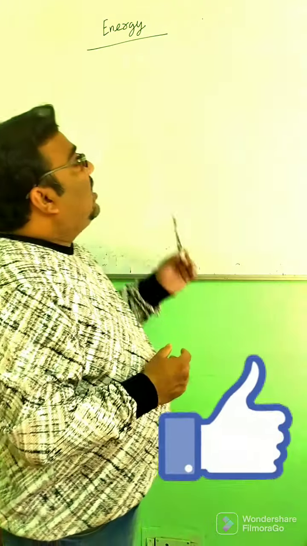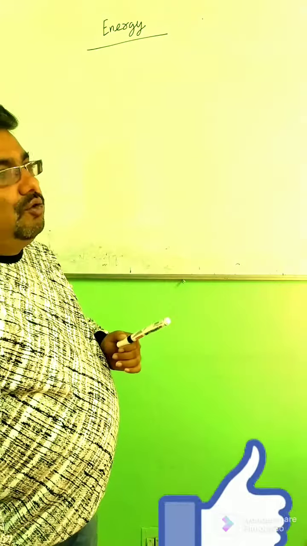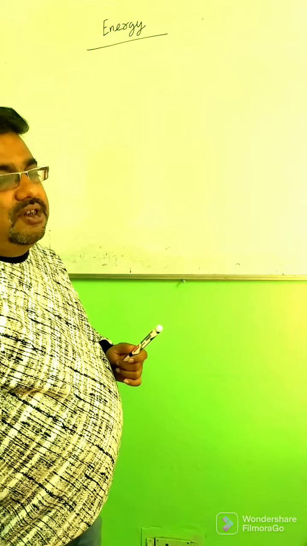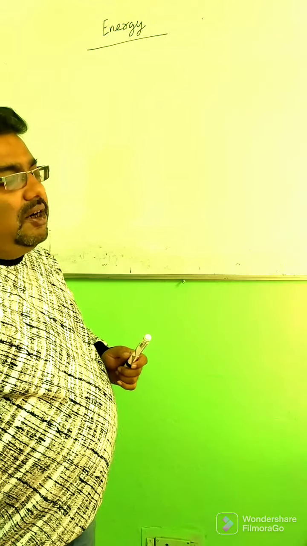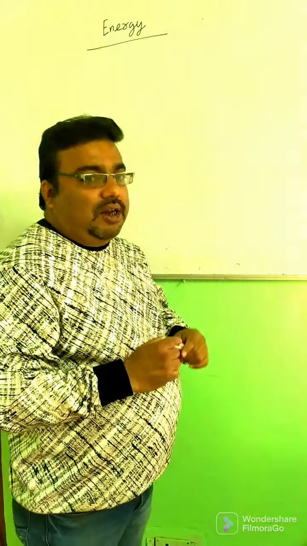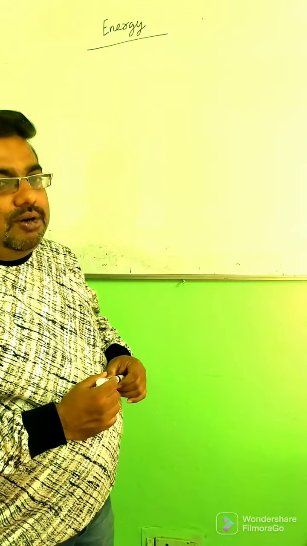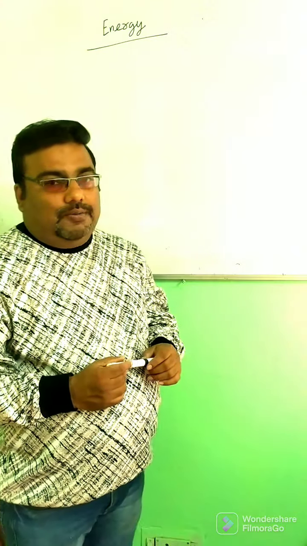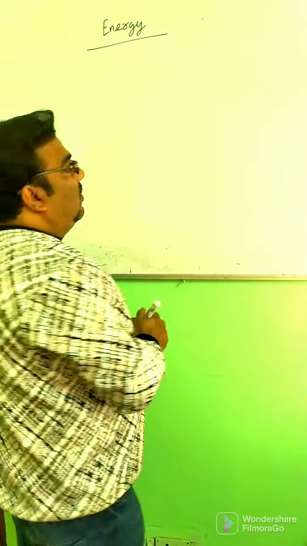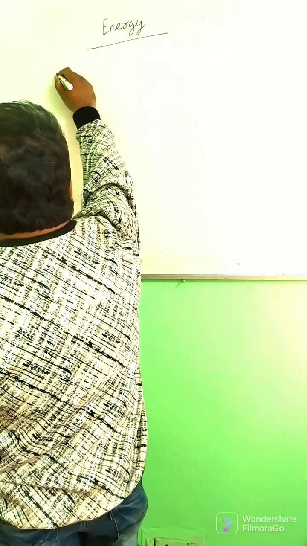So first of all, energy is the capacity or ability to do work. Its unit is joule, and it is a scalar quantity. Energy has no direction. It is a scalar quantity and its unit is similar to the unit of work, that is joule. Now the first form of energy that you have to read is kinetic energy.